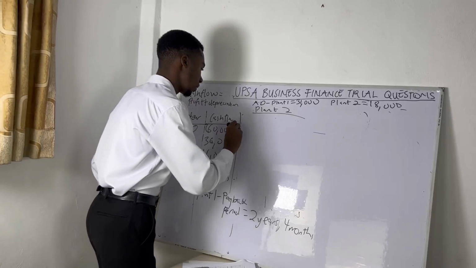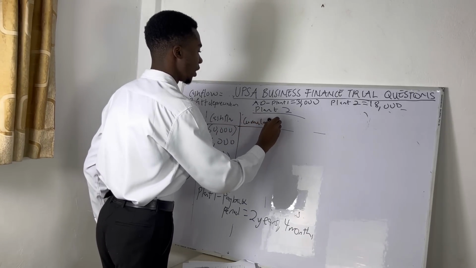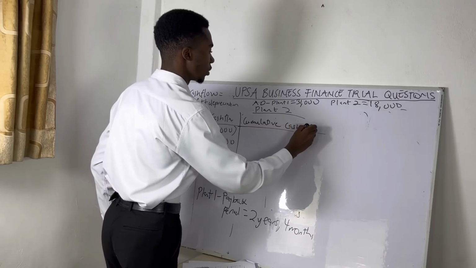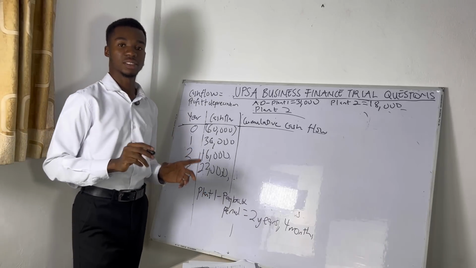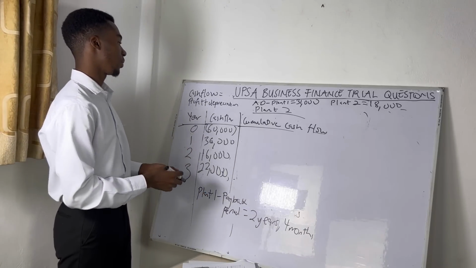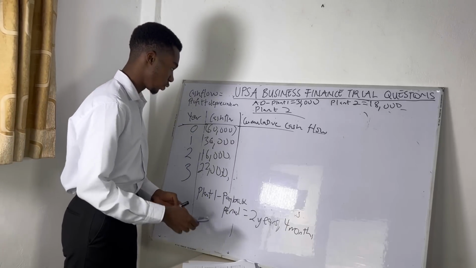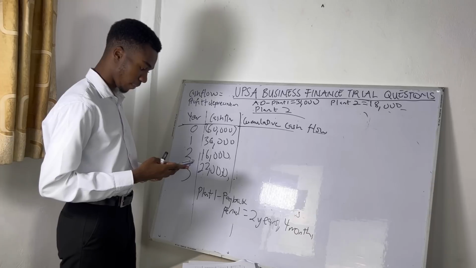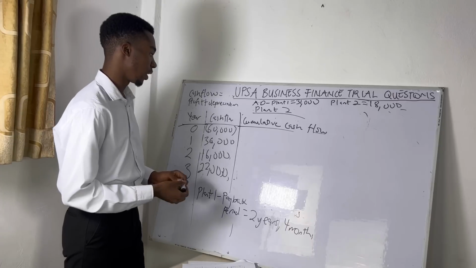So for the cumulative cash flow, it's going to show us how much we are left to pay at every point in time, so that we'll be able to calculate the payback. So we invested 60,000 cedis, and in year one we got 36,000 cedis. So we need to subtract 36,000 from 60,000 cedis to see how much we are left to pay now. So we are going to do 60,000 minus 36,000. We are getting 24,000.